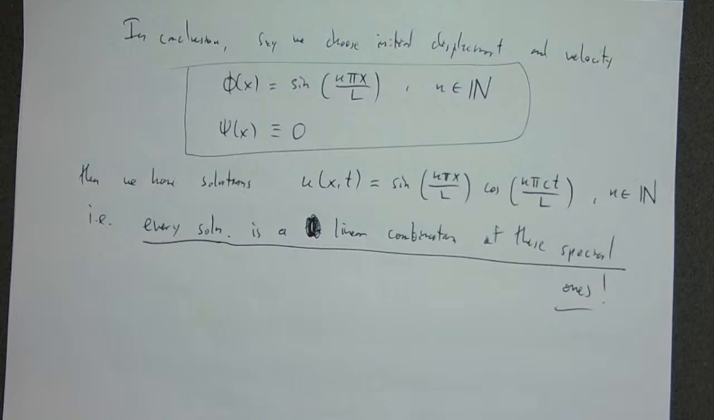Which is pretty amazing. Think about what that means physically in terms of a fixed string. Your general displacement at position x, time t, can be given entirely as a linear combination of these terms associated to the natural frequencies, the normal modes, the harmonics. So that's pretty nice. In a sense, those harmonics are like the building blocks of your solution.